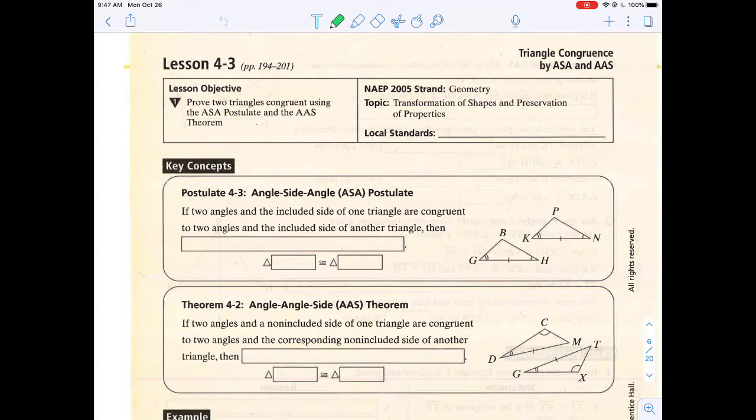So the angle side angle, or ASA, postulate says if two angles and the included side of one triangle are congruent to two angles and the included side of another triangle, then the two triangles are congruent.